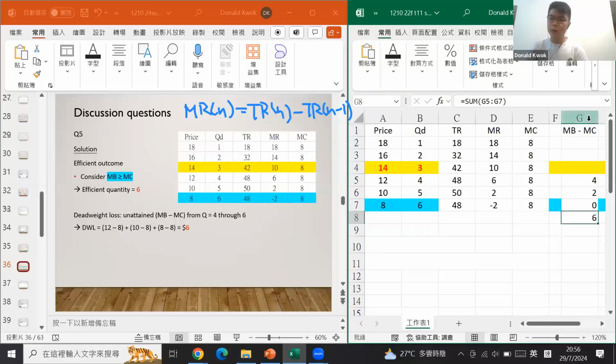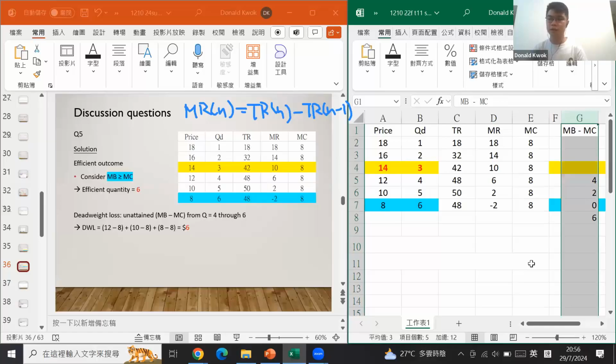So understanding how we can calculate the deadweight loss under the discrete case in Excel will be quite useful and convenient. Let's say in the regular quiz where you need to sum up many units of this kind of unattained economic surplus, like more than 10 or 15 units, then it will be more convenient for you to do so using Excel.